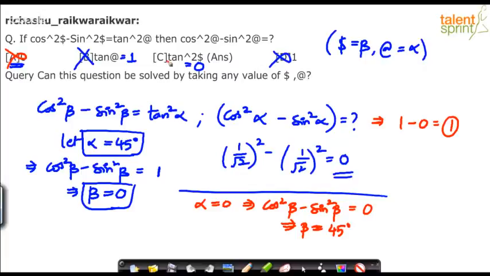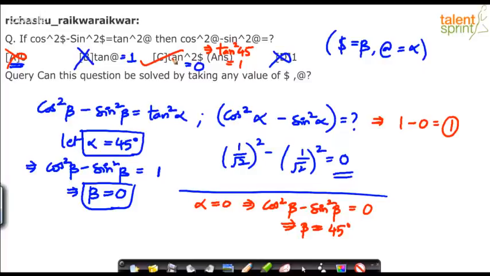Is option A possible? Not possible. Option C, let us check. Tan square beta. What is beta? 45. Tan square 45. Tan square 45 will give you 1. You're getting it? Tan square 45 is equal to 1. Right? So option C is definitely the correct answer.